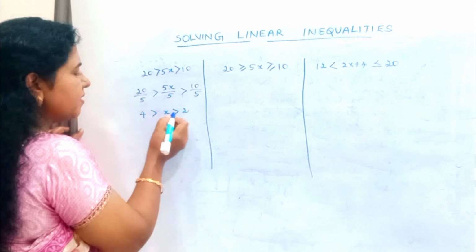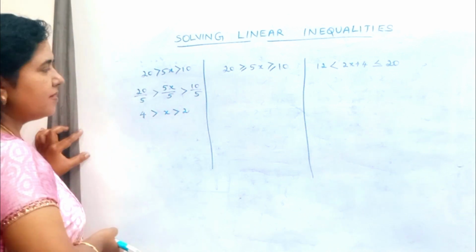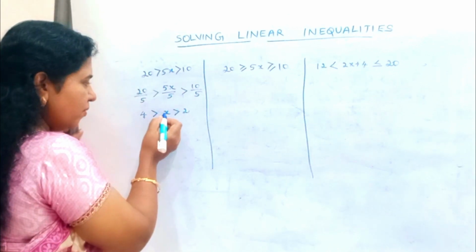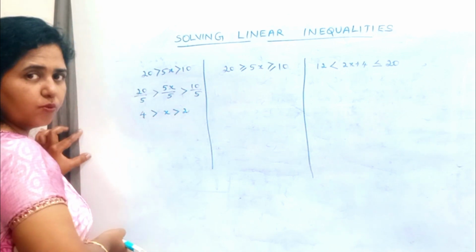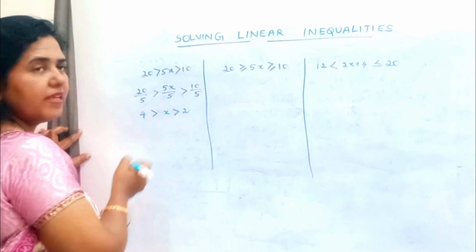Here also it is greater than sign. Here also it is greater than sign. That means the value is not equal to 4 as well as it is not equal to 2. But it is between these two numbers.